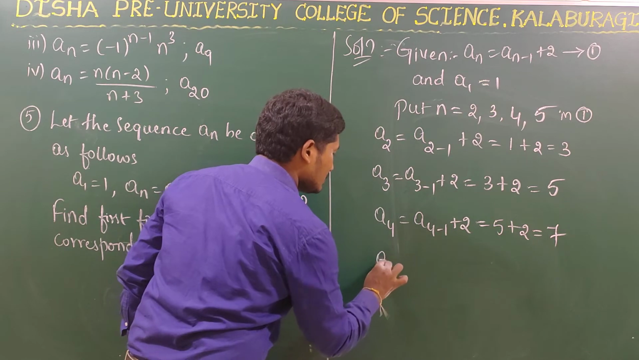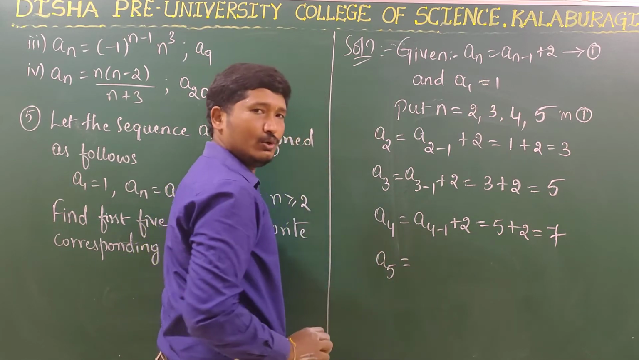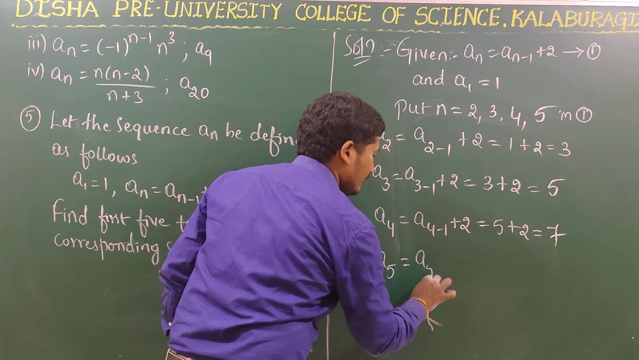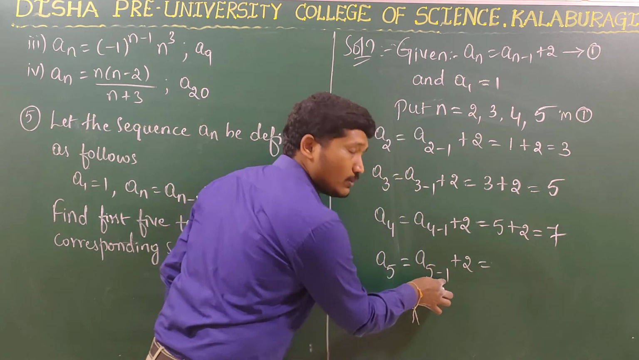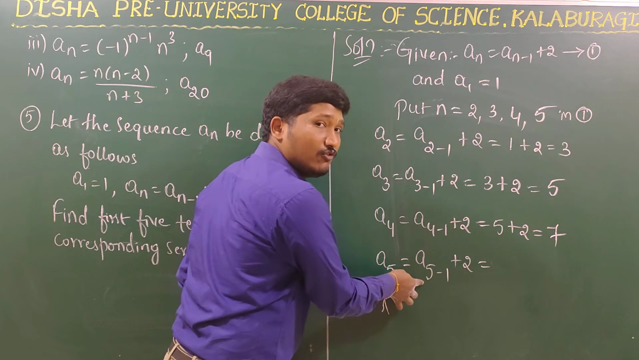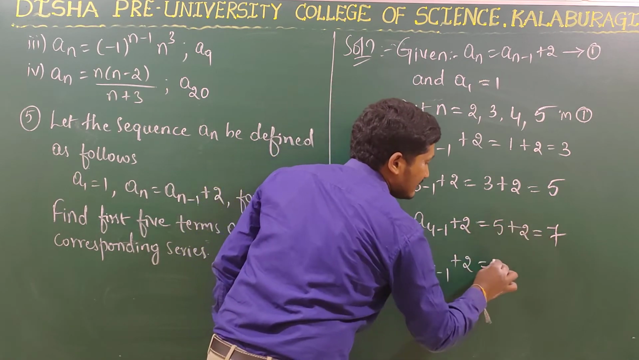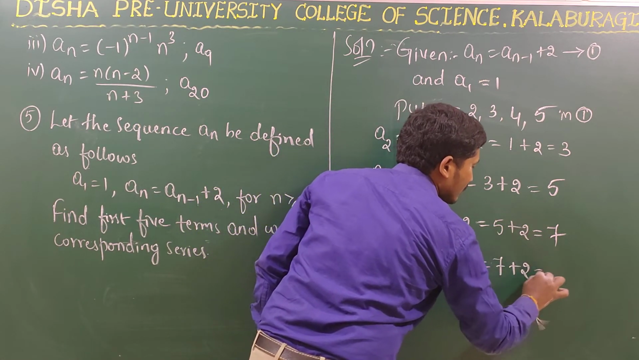And the last term is what? Put n equal to 5. So a5 minus 1 plus 2 is equal to, see, 5 minus 1 is 4, so it becomes a4. What is the fourth term? 7. 7 plus 2 is equal to 9.